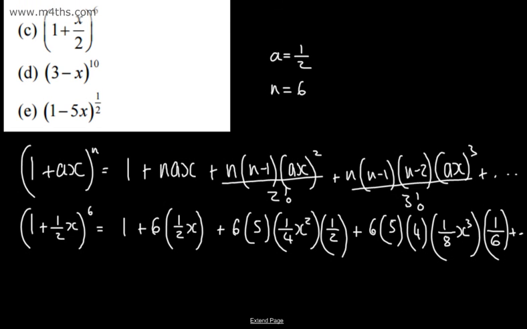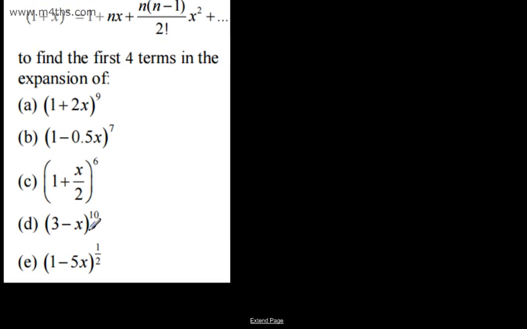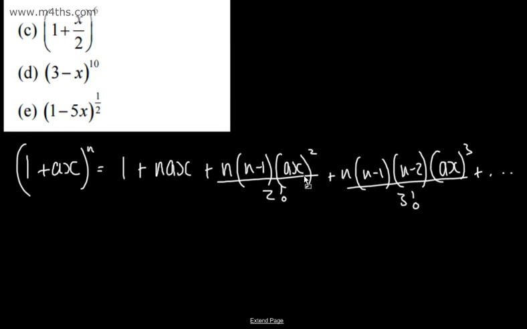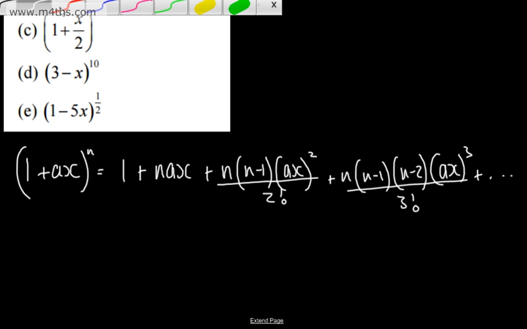Okay, next one, D. D is slightly different. We need this in the form 1 plus ax to the n. We need to take the 3 out. So if I just put this up again, you might be bored of having this here, it's entirely up to you, but I thought just for this particular video, whilst we're getting used to it, we're going to use this approach. So what I'm going to do is take out the 3.